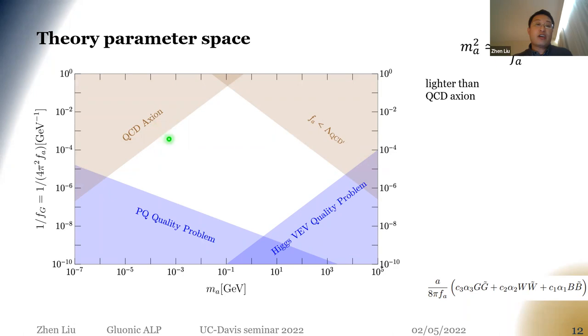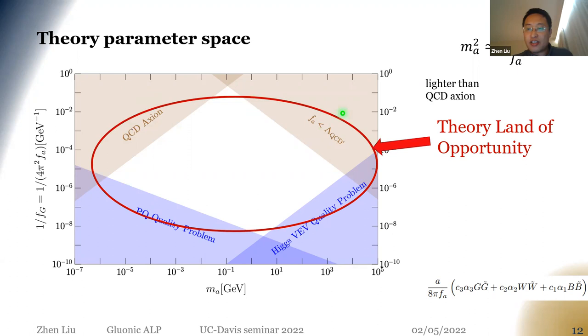But our point is, with such a basic and generic setup, we actually have a confined region to consider and to account for. We would call this a theory line of opportunity that is really nicely in the particle realm, around the GeV, with, of course, plus or minus three orders of magnitude, with a decay constant generically of the order of hundreds of TeV or PeV scale.